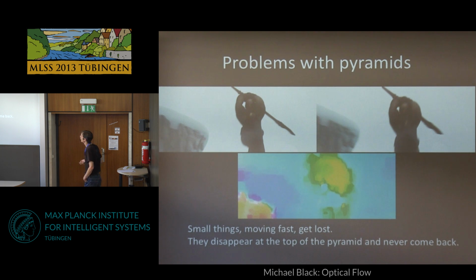And then one fundamental problem is small things moving fast. So this is even a problem for the classical formulations. In the example I showed you, the motions are so large that even at the coarse level of a pyramid, because this structure is so small, by the time you subsample it so much that the motion is less than a pixel, you can't see it anymore. It's disappeared. So the motion of small things moving quickly is really a fundamental problem.